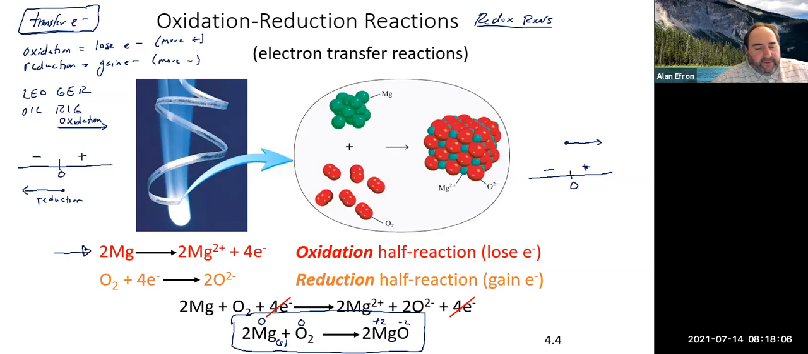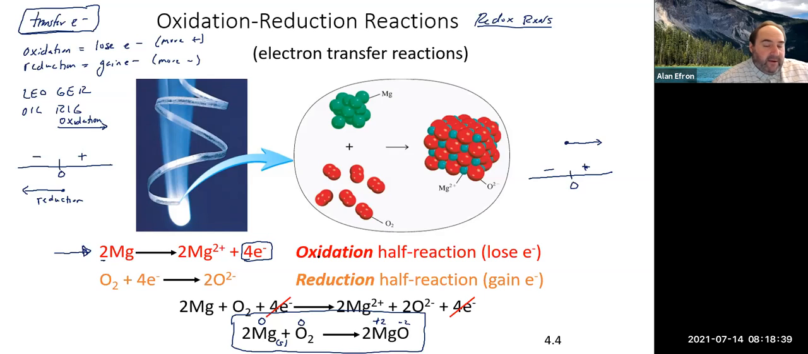This is what is referred to as the half reaction, and this would be the oxidation half reaction. We take magnesium, which is on the left, and it goes to magnesium with a 2+ on the right, and it gives off 4 electrons in this case. Now you may be asking, why does it give off 4 electrons? It's because it's balanced. Each magnesium will lose 2 electrons, and there's 2 of them, which means overall we're going to be giving off 4 electrons, 2 for each of the magnesiums.